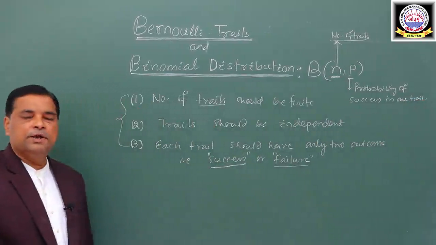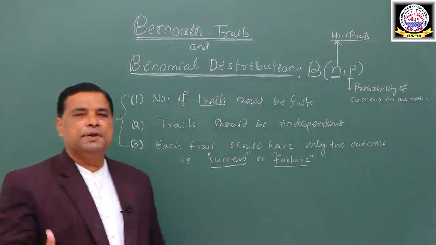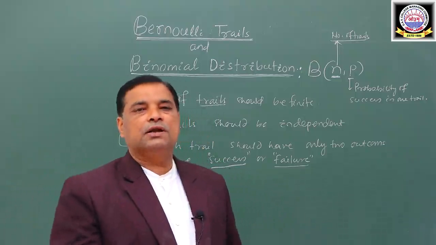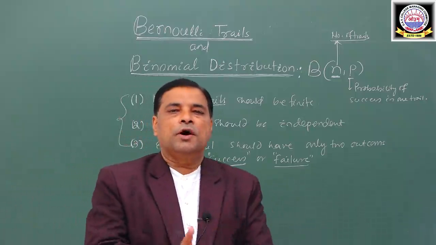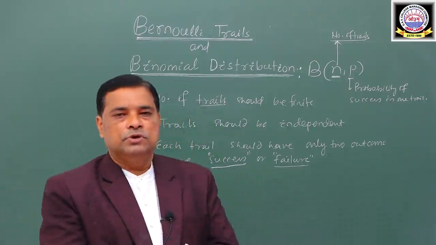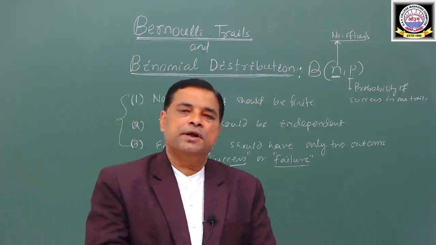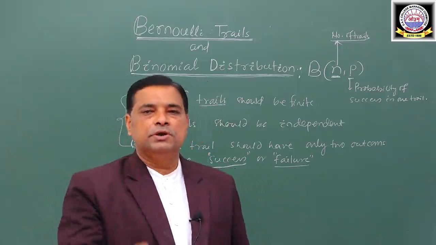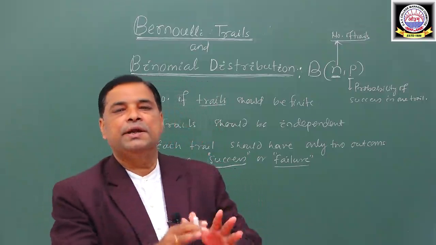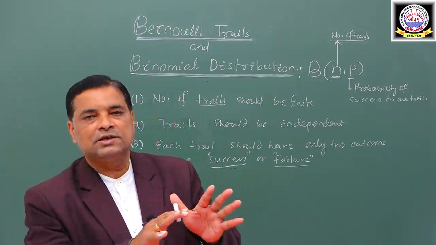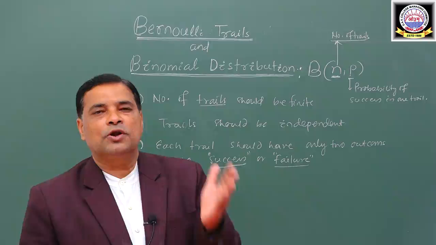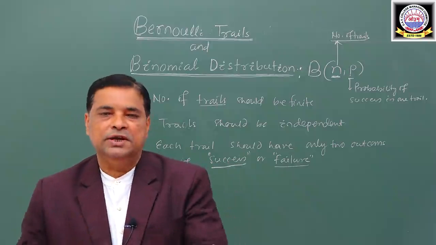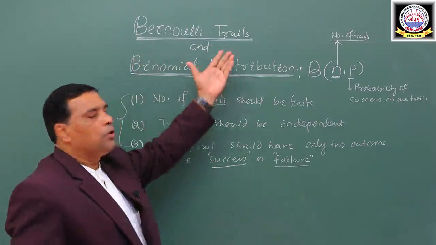So once again I am revising. Any experiment you do, to perform that experiment you are conducting several trials. It means a coin is tossed 3 times. Means for this experiment you have to toss a coin 3 times. Then there are 3 independent trials. Occurrence of one does not affect the occurrence of the other. That's why independent trials are called Bernoulli trials.